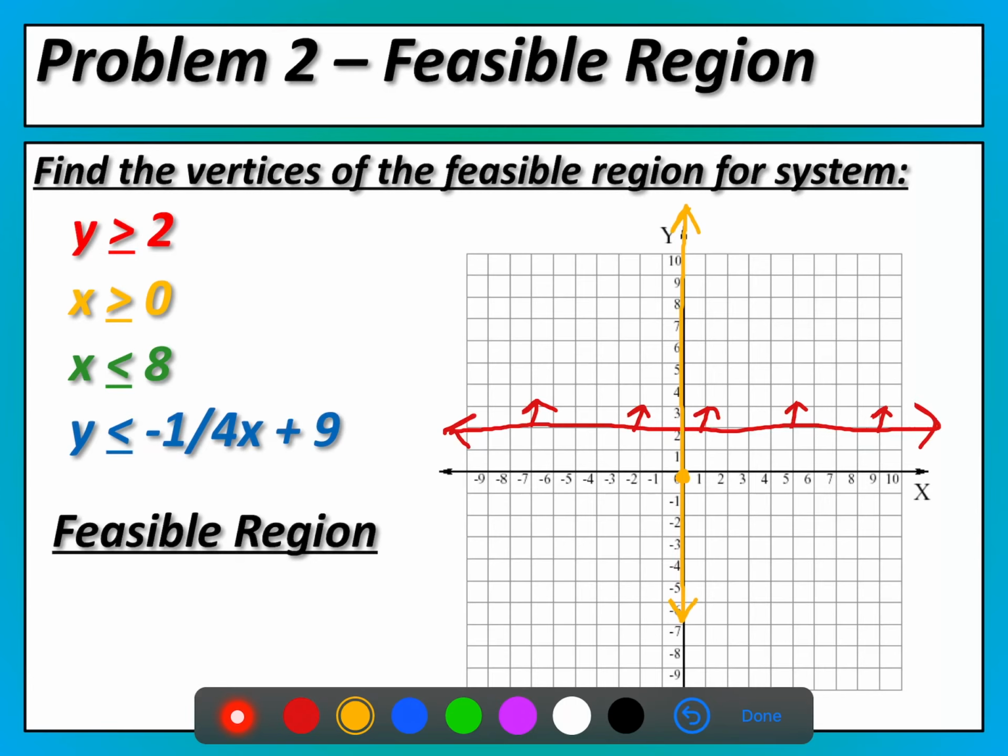Okay, for greater than in a vertical line, we're going to shade to the right. We're going to have another vertical line on 8. But that one is less than.